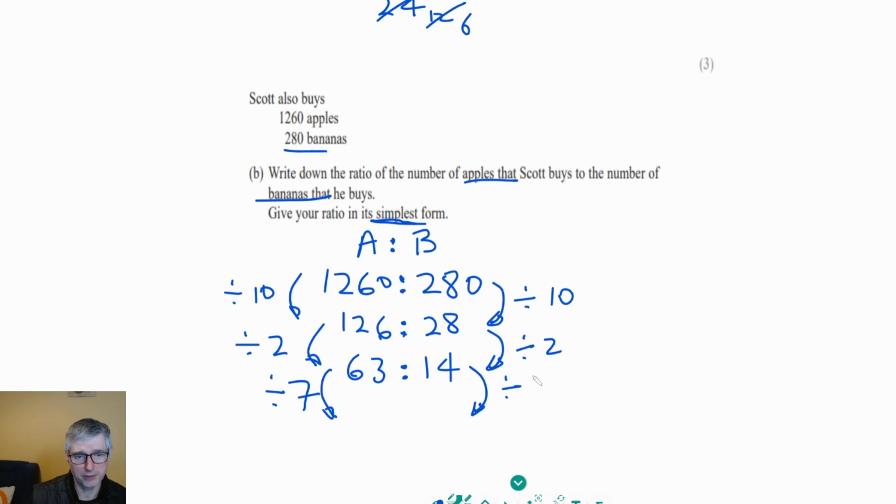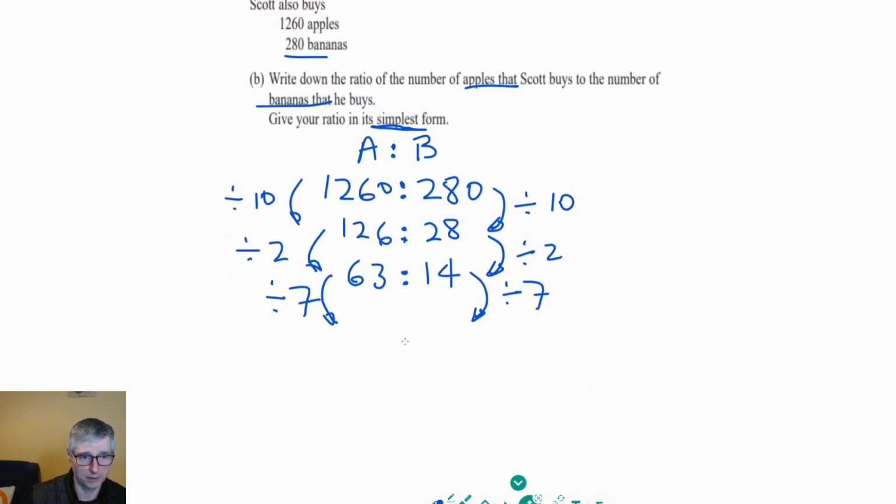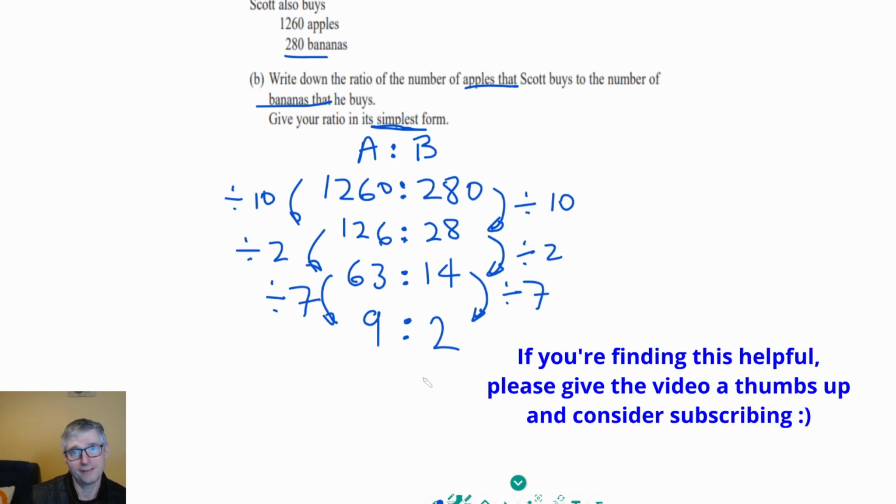So it's a little bit of a case of trying different numbers and seeing what will divide into them to make them the simplest. So if we divide 63 by 7, that gives us 9. If we divide 14 by 7, that gives us 2. And now there's no numbers that will go into both 9 and 2. So it's actually in its simplest form. And we've finished. So that's that question done.